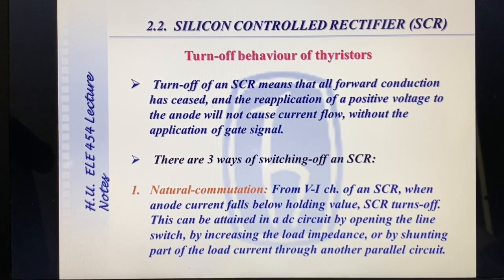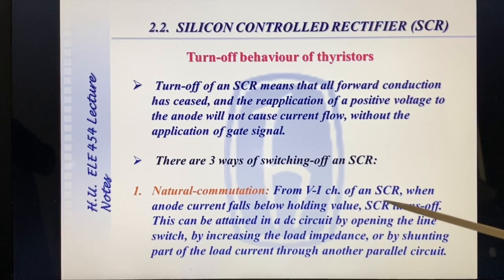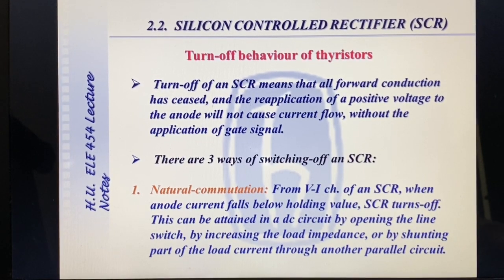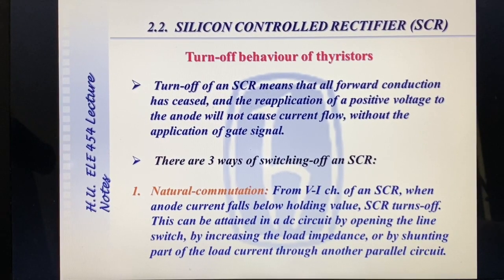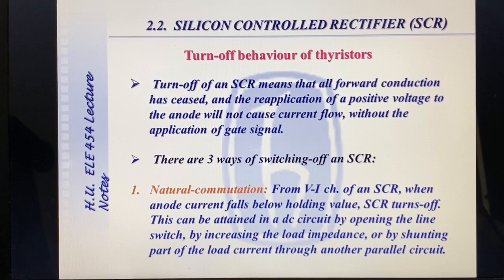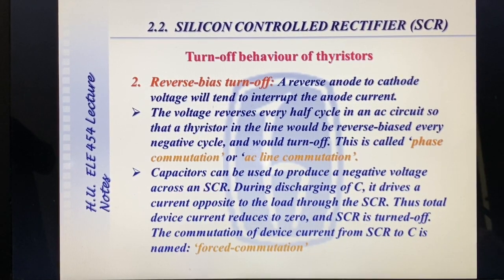Natural commutation. From the VI characteristics of a silicon-controlled rectifier, when anode current falls below the holding value, the SCR turns off. So you can achieve this in a DC circuit by opening the line switch, by increasing the load impedance, or by shunting part of the load current to a parallel circuit.